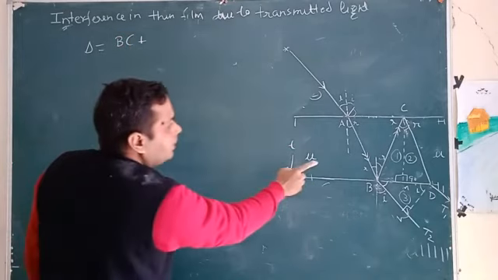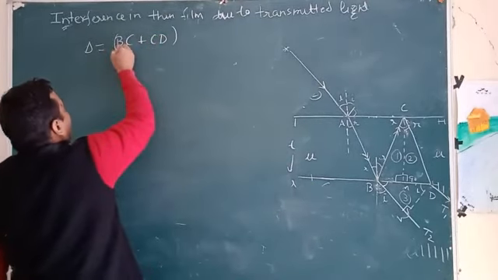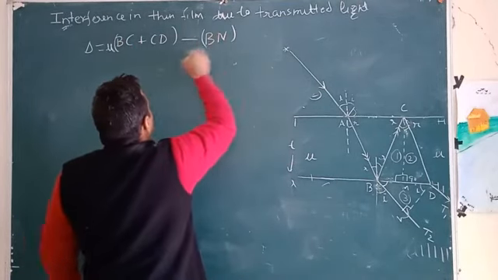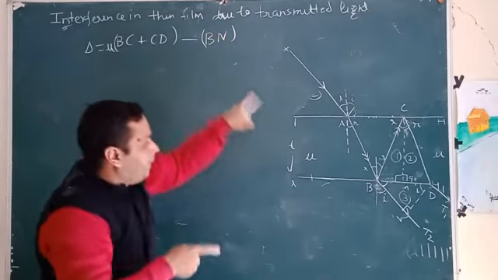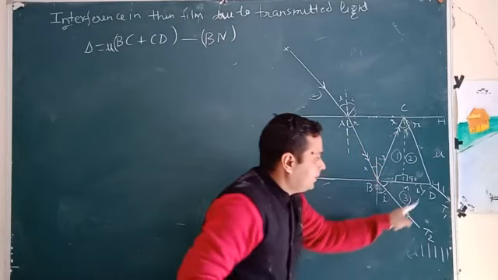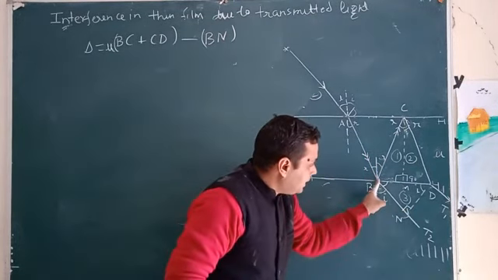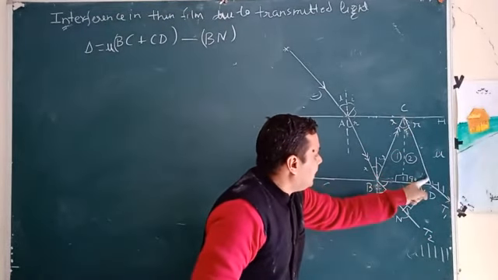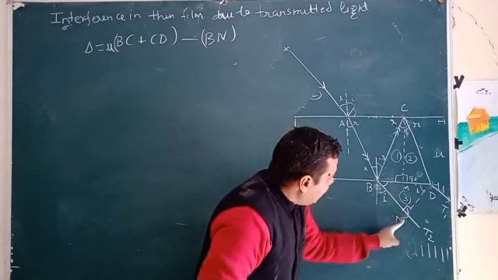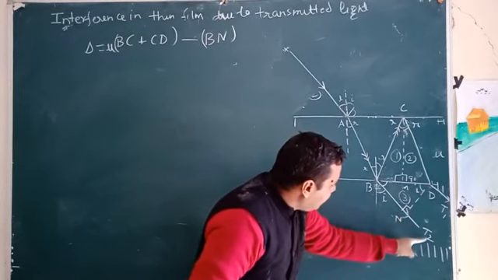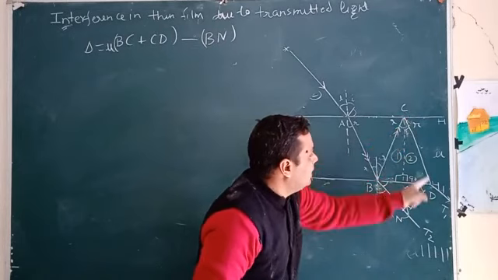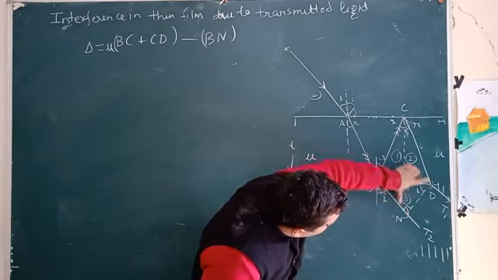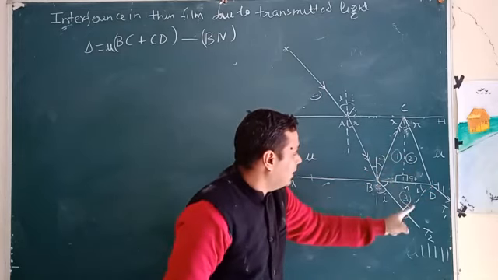BC plus CD in the film minus BN in the air. After this perpendicular, the rays travel equal paths. So the total path difference is BC plus CD minus BN. Here T2 travels the extra path, that is BC plus CD, and BN is in air. So we have to calculate the path difference from these triangles 1, 2 and 3.